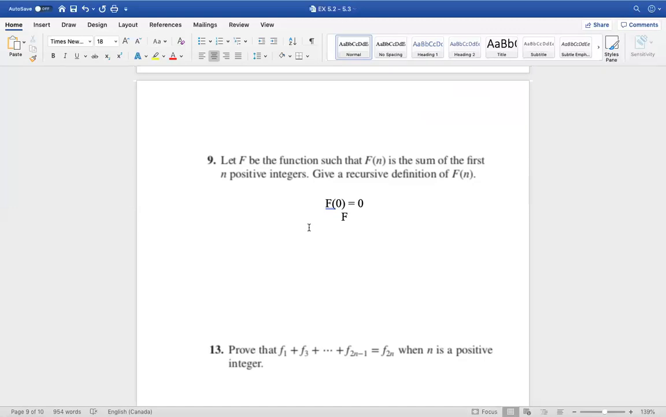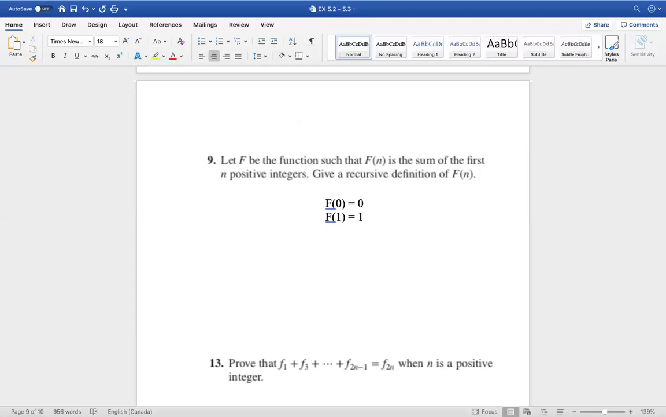So for f of 1, we know that it will be 1 as well, right? So the sum of the first positive integers. So 1 will be 1, and likewise we can do it for the sum of the first positive integers. Okay. Now we have to construct a formula.